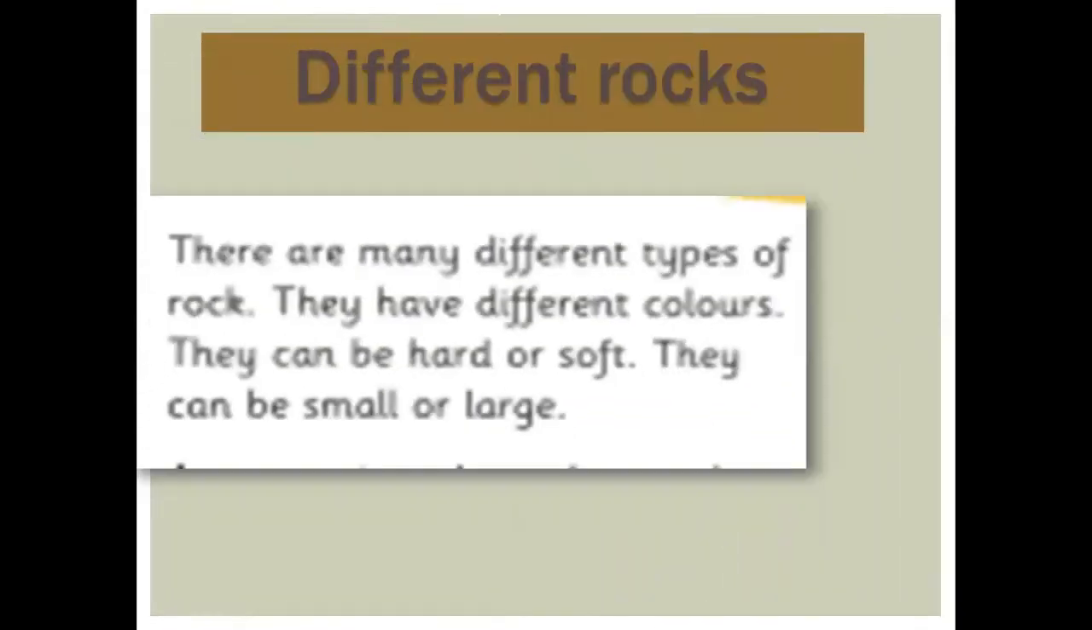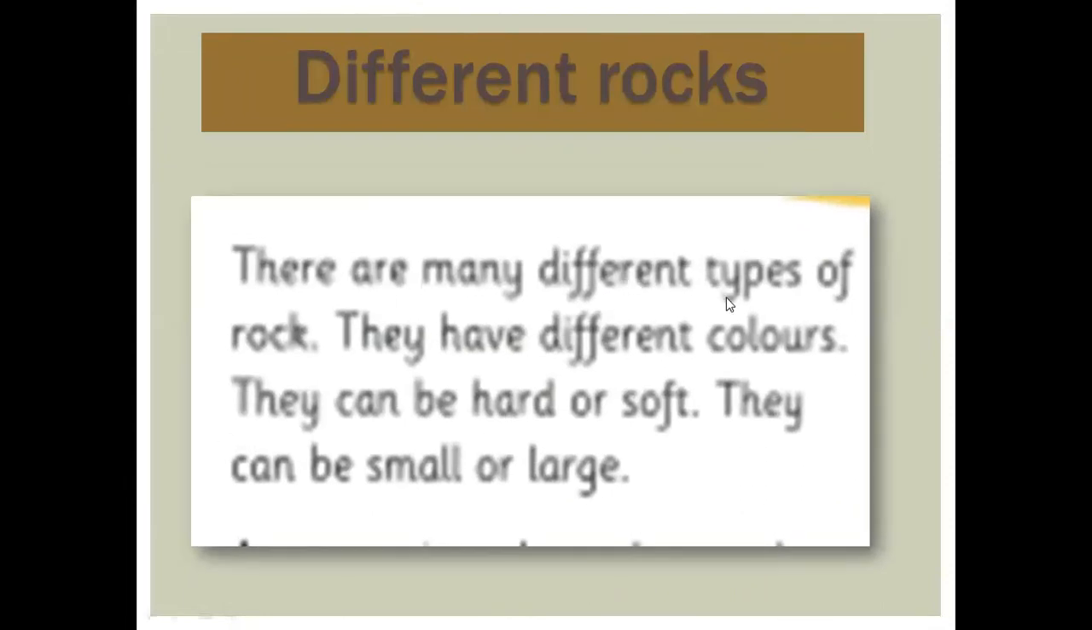Then we have different rocks. There are many different types of rocks. They have different colors. They can be hard or soft. They can be small or large. So the properties of rocks can be very different. Some of them can be hard, some of them can be soft, and they have different colors. I told you that some of the rocks are shiny, some of the rocks are dull. Some of them are small and some of them are large.